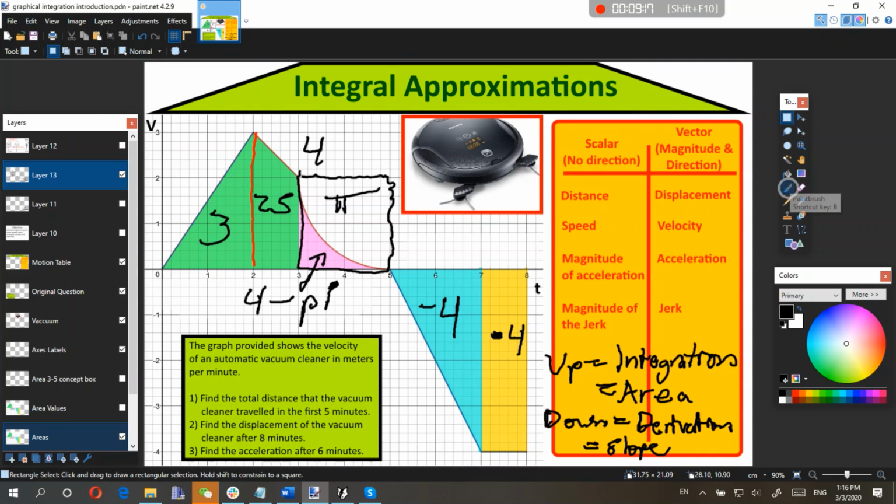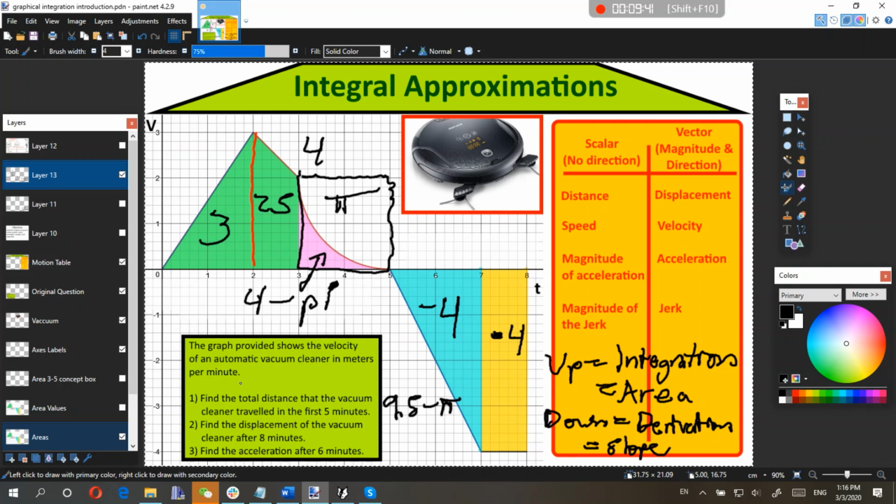Alright, so if I want the total distance traveled in the first 5 minutes, I'm going to add these areas together. So this is 3 plus 2.5 plus 4 minus pi, or 9.5 minus pi, for our total distance.